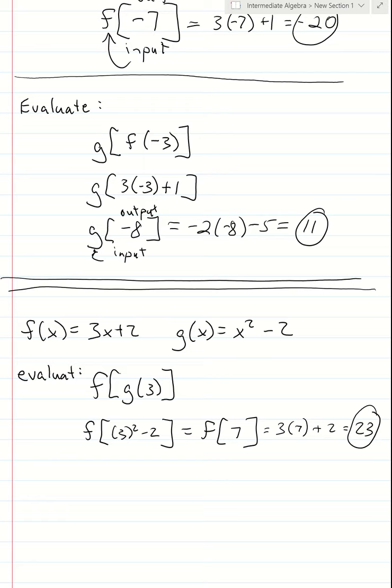Let me give you one to try on your own. Same 2 functions, f of x, 3x plus 2, g of x, x squared minus 2. What if I want you to now evaluate, let's say, the composite function g of f of -2. Take a moment, pause the video, give this one a try, and when you come up with your solution, turn the video back on and let's see if you get the correct answer.